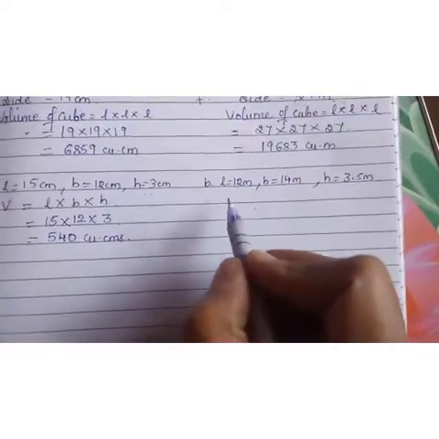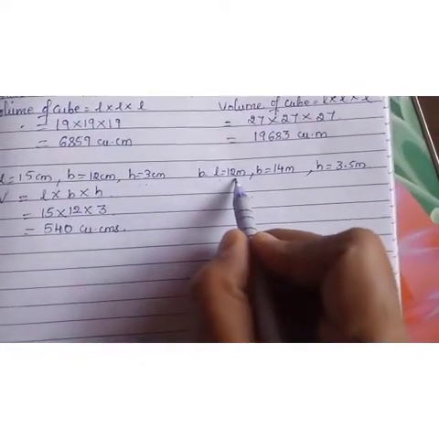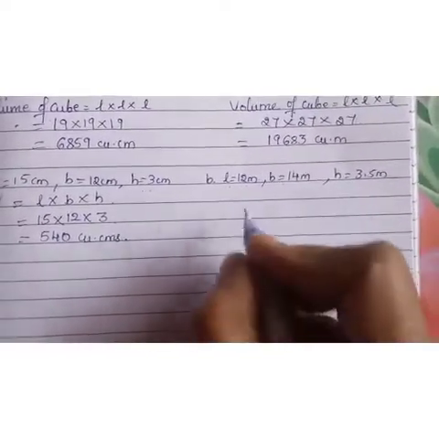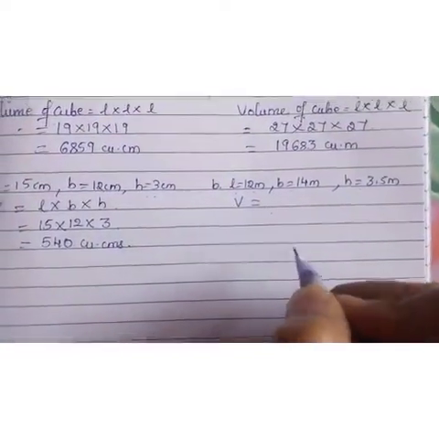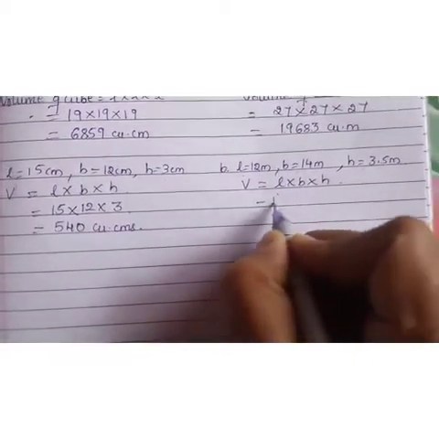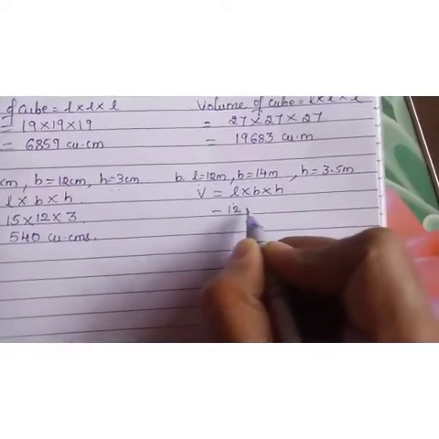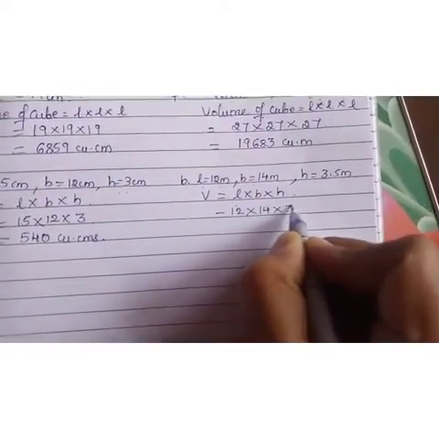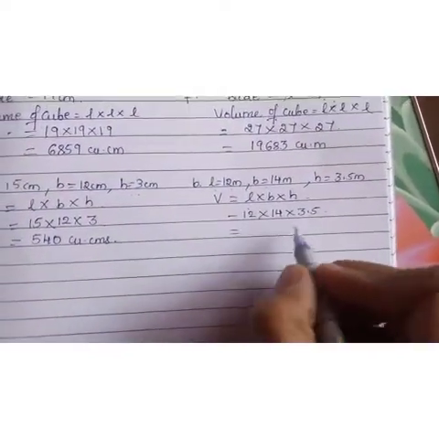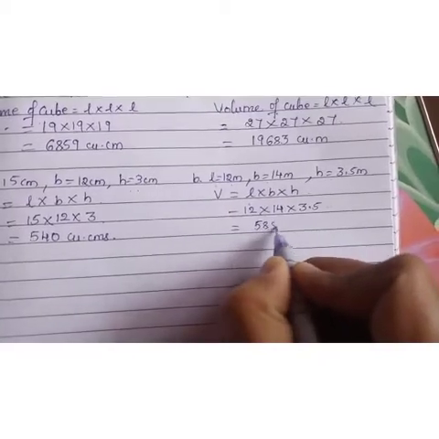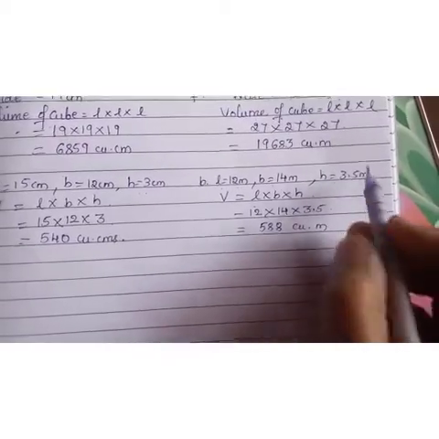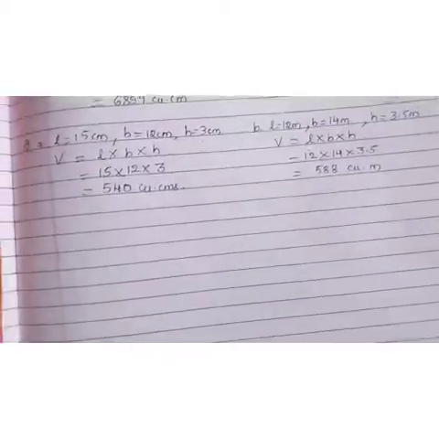Next we have question number B. Length is equals to 12 meters, breadth 14 meters and height 3.5 meters. Again write the formula. Volume of a cuboid is equals to length into breadth into height, that is 12 meters into 14 into 3.5. So children, again multiply all these 3. When you multiply, you get the answer 588 cubic meters, because here the unit is meter.